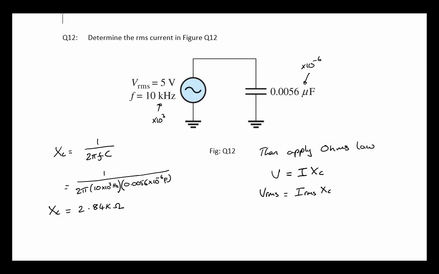So we can transpose that formula and we get I RMS is equal to your V RMS divided by your capacitive reactance. So you plug in those values, we have 5 volts RMS divided by 2.84 multiplied by 10 to the power of 3 ohms. And when you put that in the calculator, you'll get an RMS current of 1.76 milliamps.